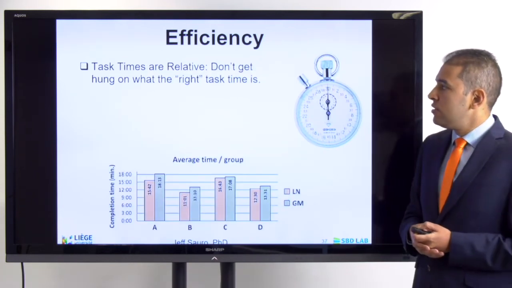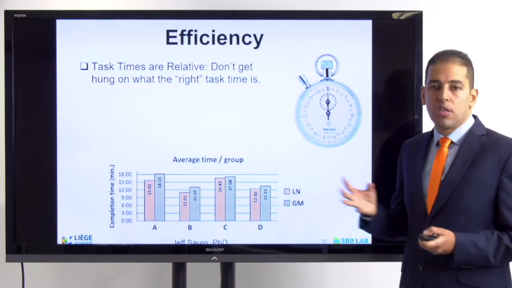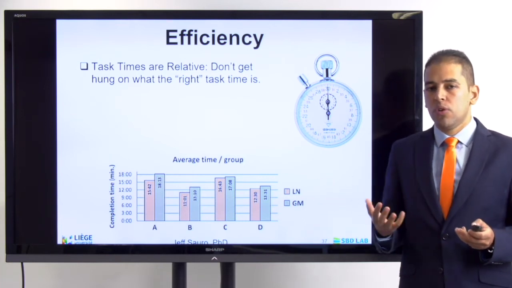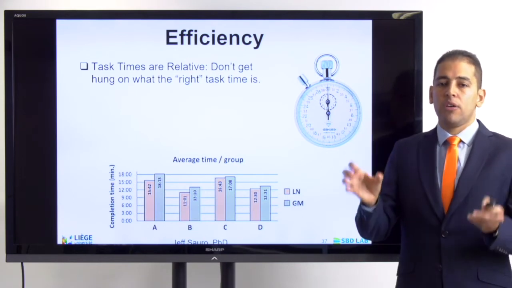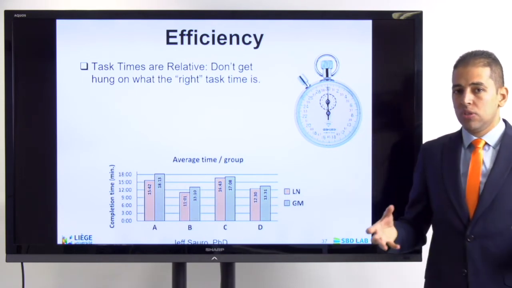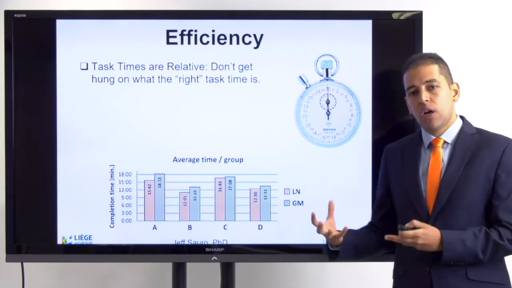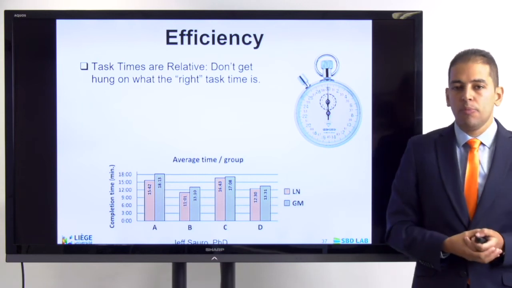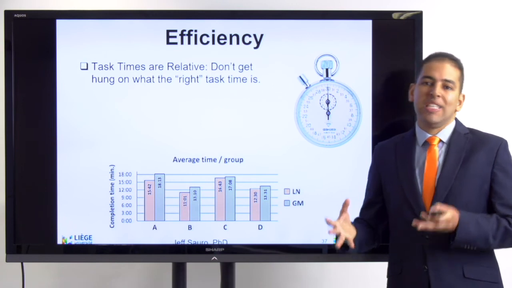So for efficiency, task times are relative. Don't get hung up on what the right task time is. It's not about how many minutes or how many seconds. Just keep in mind that you need to quantify and compare, but don't get fixated on the accurate value of the task completion. It's not a race. At the end, users should also have a high success rate and an acceptable completion time. But it's not about making them accomplish the task in the shortest time.